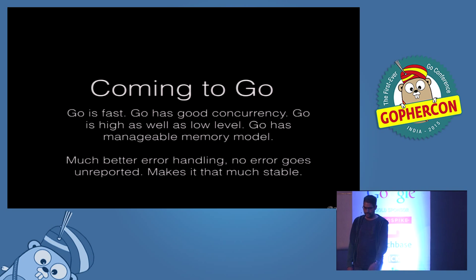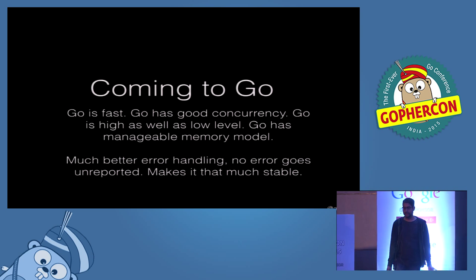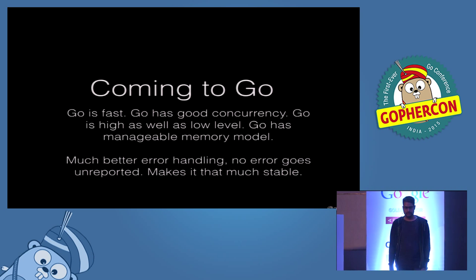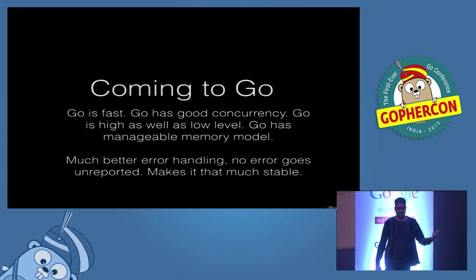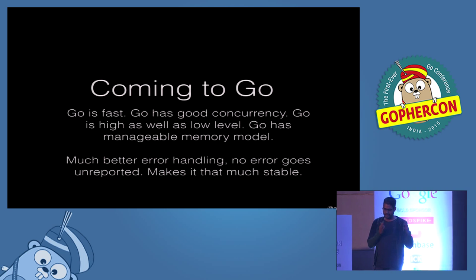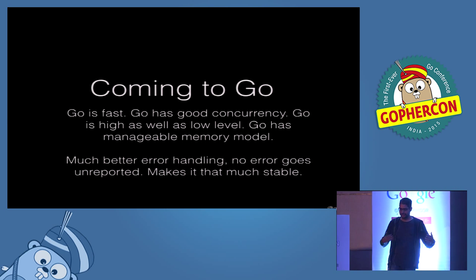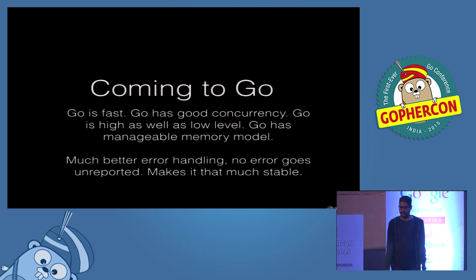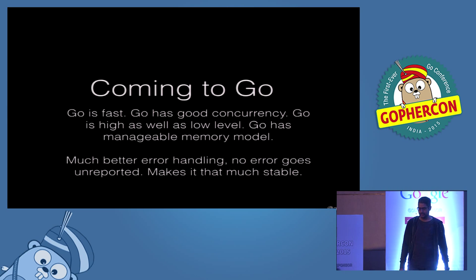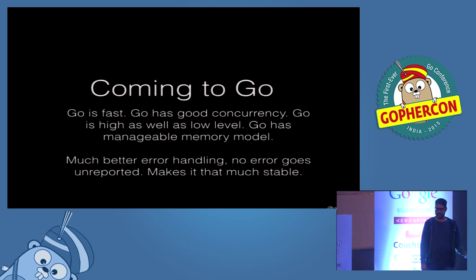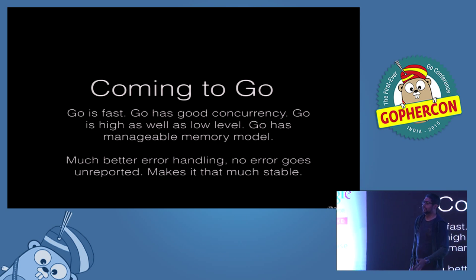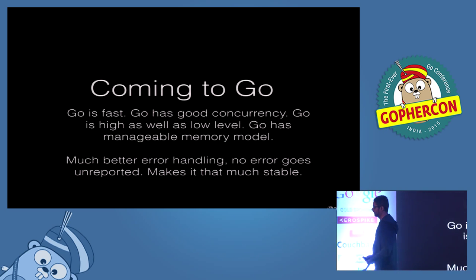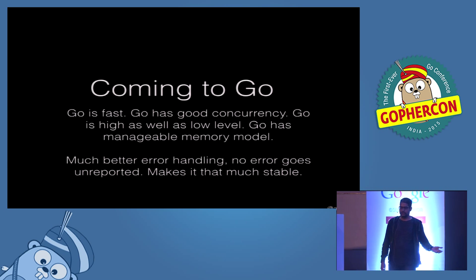So what else is Go? Go is fast. Go has good concurrency. If you're putting a lot of data, you have to start thinking about concurrent access to that data, because that process might be handling a lot of concurrent requests. Lots of HTTP requests could be coming, and you want to properly handle them. Go is high level as well as low level. It lets you use pointers when it makes sense to you. It lets you access very high level HTTP libraries when you want to do that.